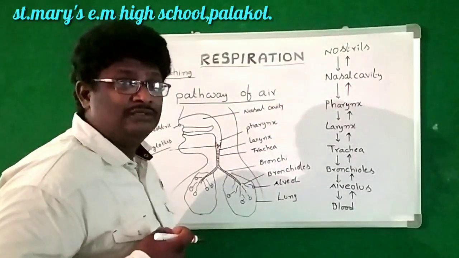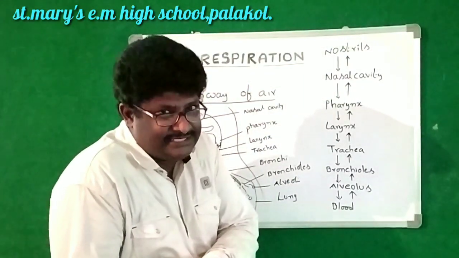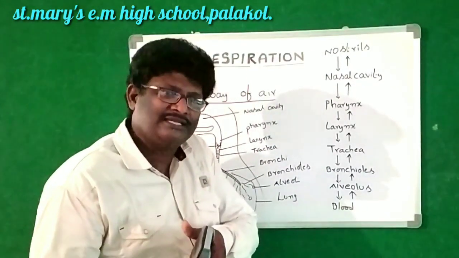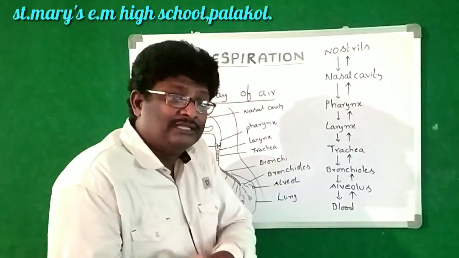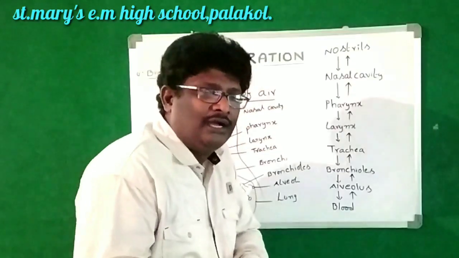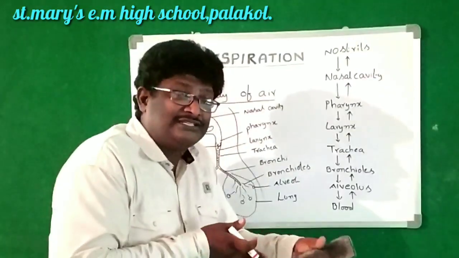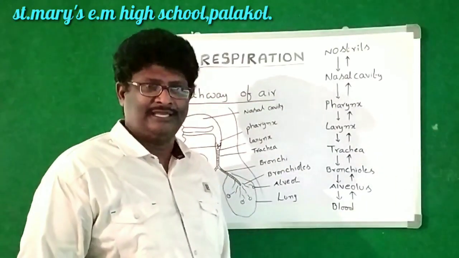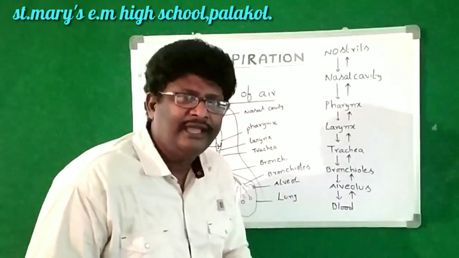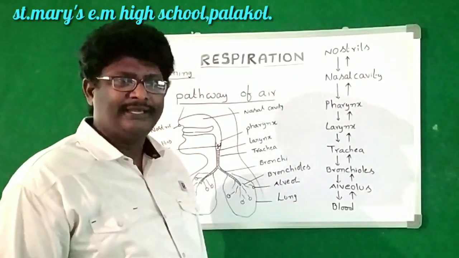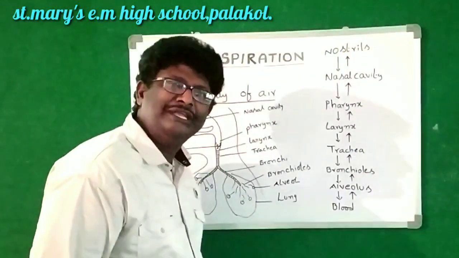But when we take food, that food should enter the esophagus. Who will direct it into the esophagus? The food material is sent into the esophagus by the direction of the epiglottis. The epiglottis is the director of the movement of food and air. So the pharynx is a very important part.